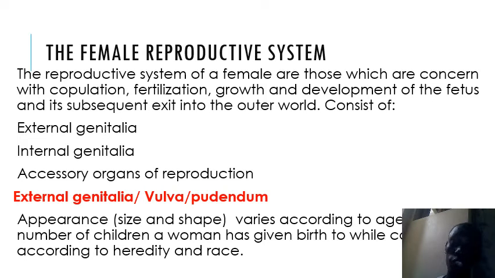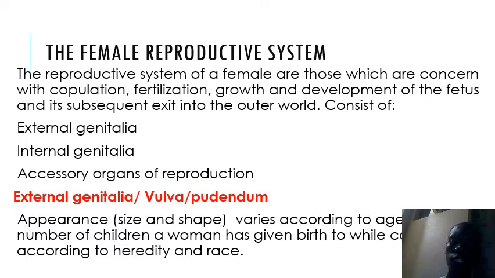The female reproductive system is made up of three main parts. We have what we call the external genitalia, the internal genitalia, and we also look at the accessory structures involved in the process of reproduction. The accessory structures support the process of reproduction, and we are going to look at how. Now, we want to start with the external genitalia or the vulva, also known as the pudendum.